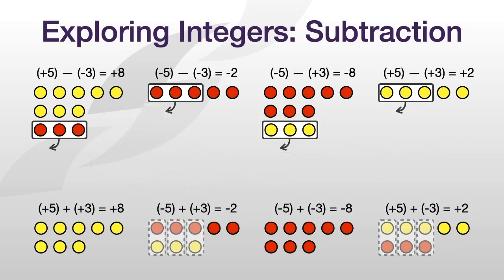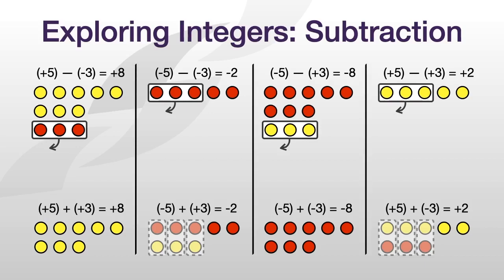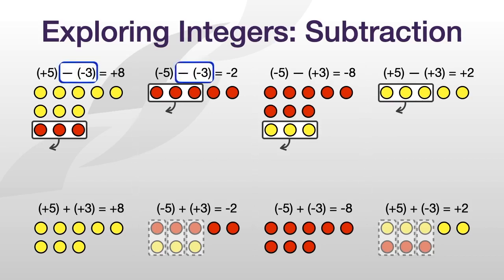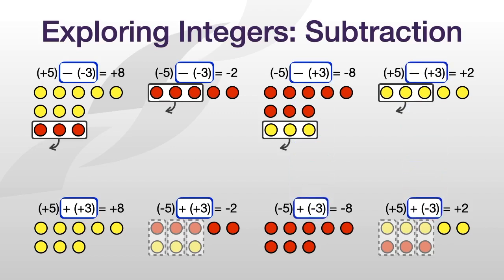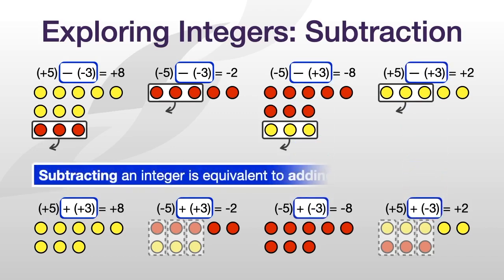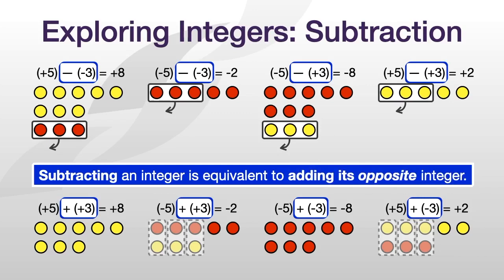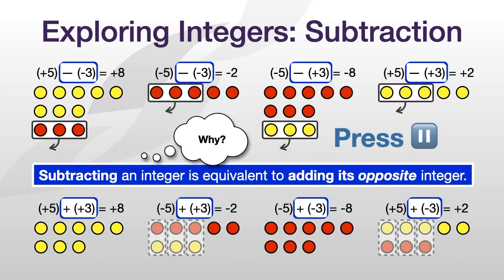You might have noticed some similarities between these vertical pairs of equations. Subtracting negative 3 is equivalent to adding positive 3. And subtracting positive 3 is equivalent to adding negative 3. In general, subtracting an integer is equivalent to adding its opposite integer. Why? To reason why, let's analyze the first two pairs of equations.